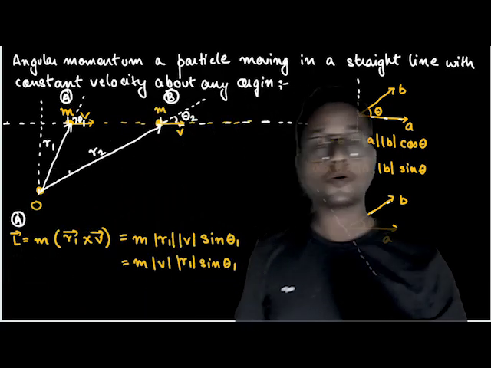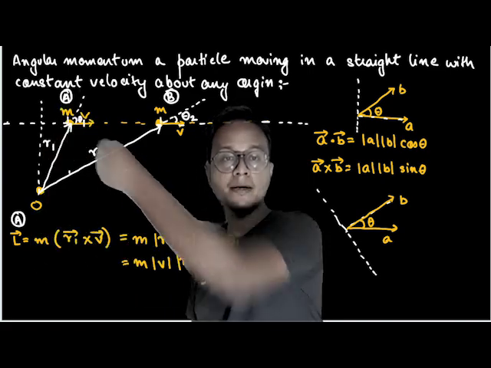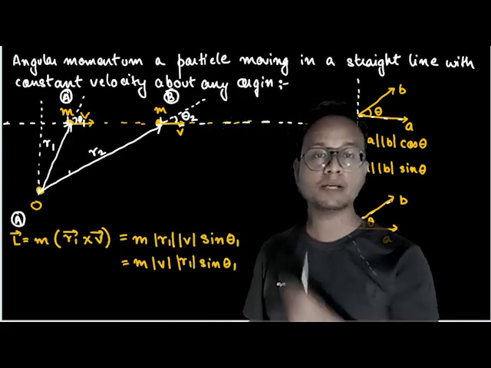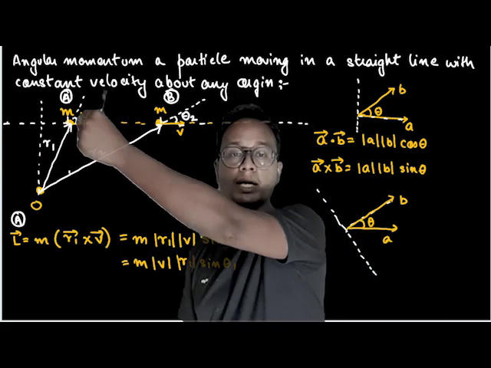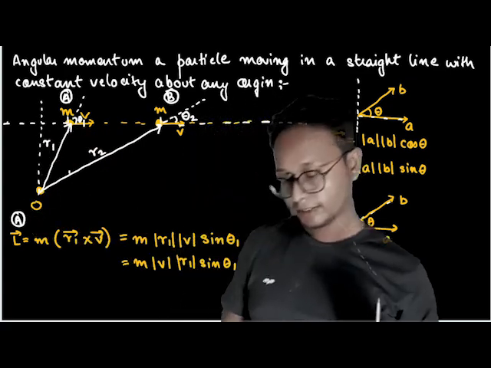So I have to take the component of r1 along this perpendicular line. That is nothing but r1 sine theta 1. r1 sine theta 1 is nothing but the component of r1 along this perpendicular line. Sir, how do we do that? Okay, let's see another way.